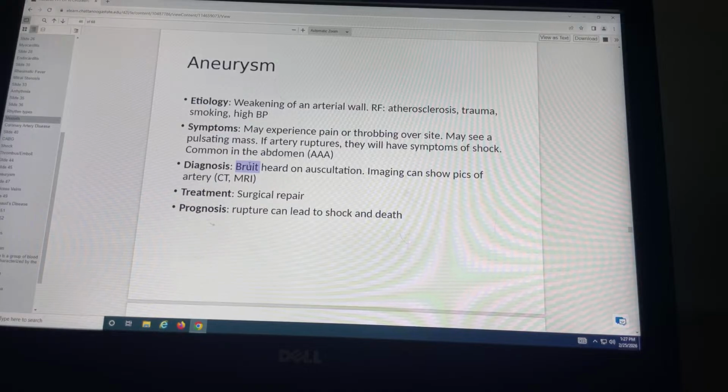But imaging is going to be the biggest one. They can find out exactly where it is, how big it is, that sort of thing. And then treatment, the only option is surgical repair. There's no medicine that's going to fix that, right? You've got to fix that piece of the vessel.